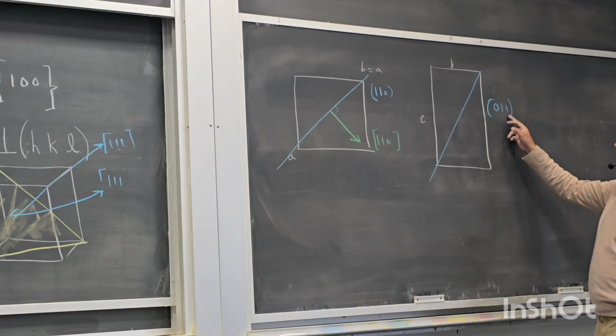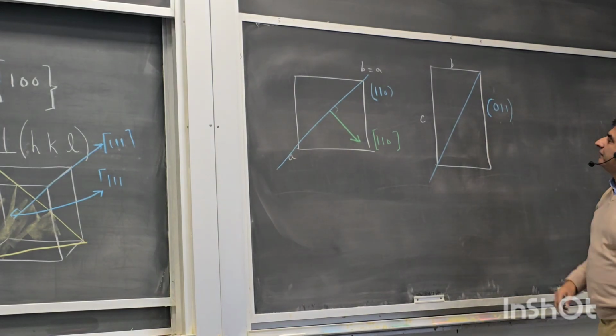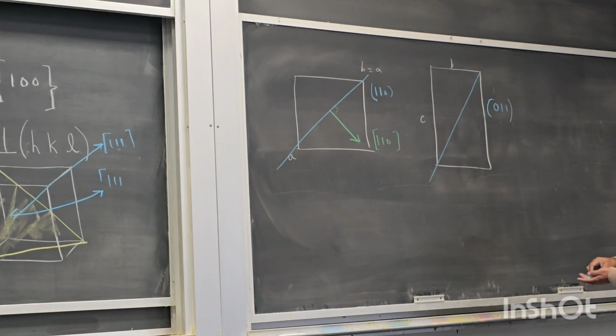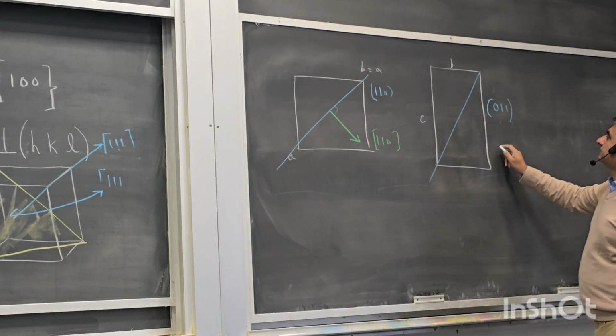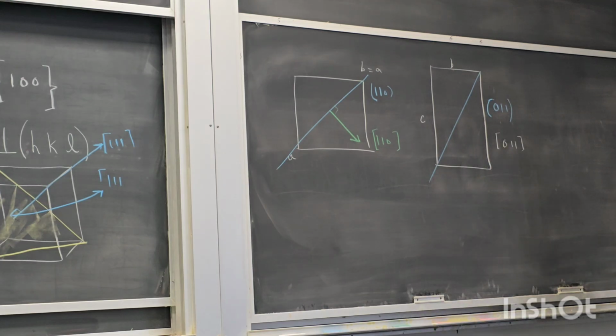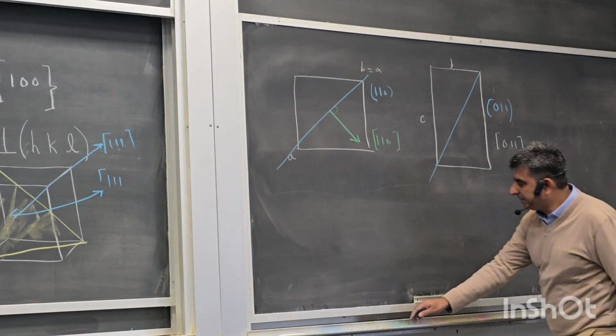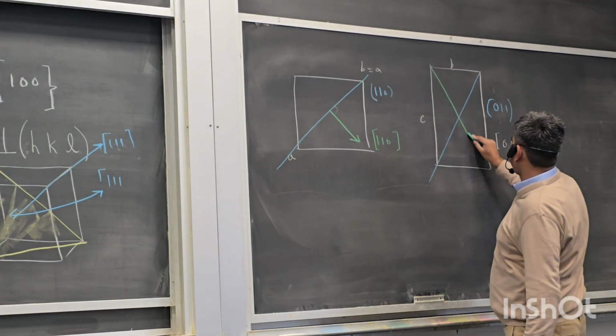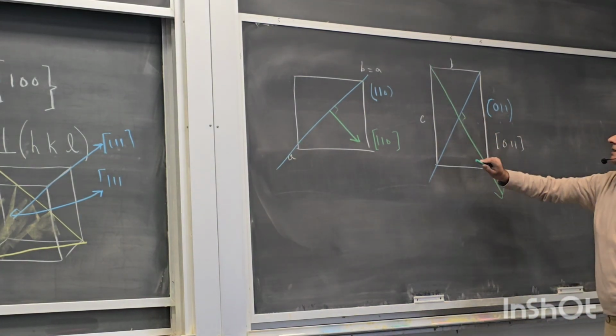So this is the 0, 1, 1 Miller plane. Now if I were to draw the 0, 1, 1 direction, so 1 unit on B, 1 unit on C, this will be this particular direction. And this is not going to be 90 degrees.